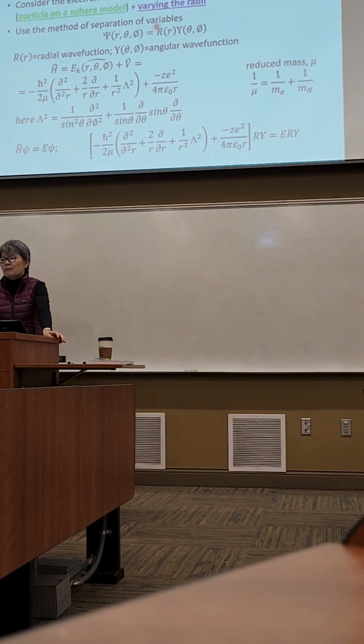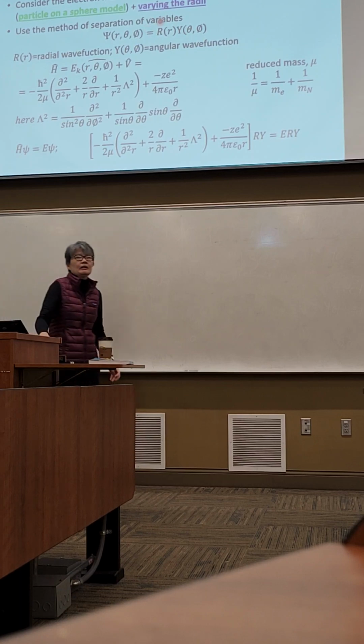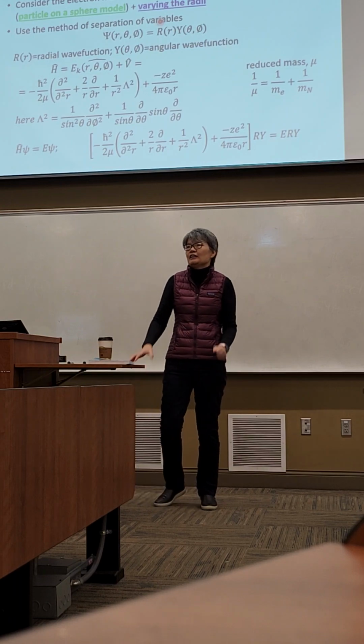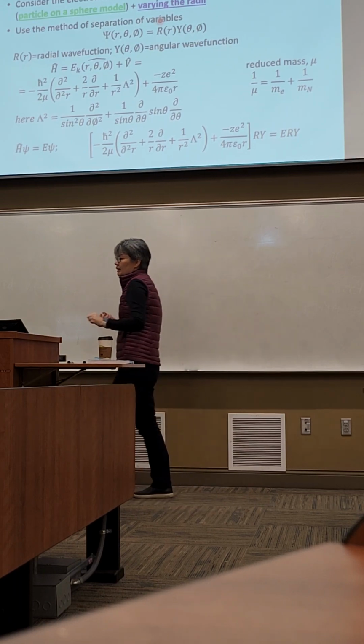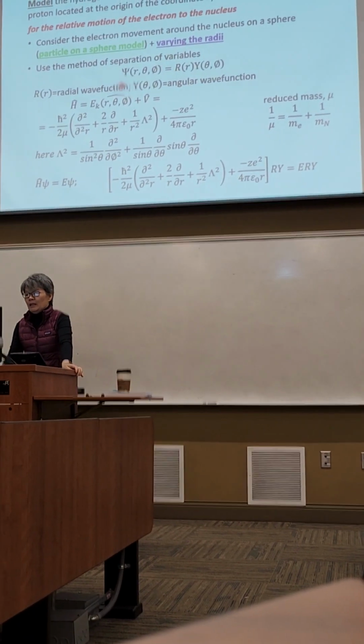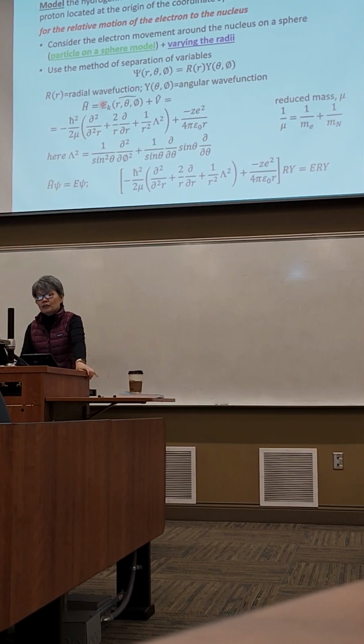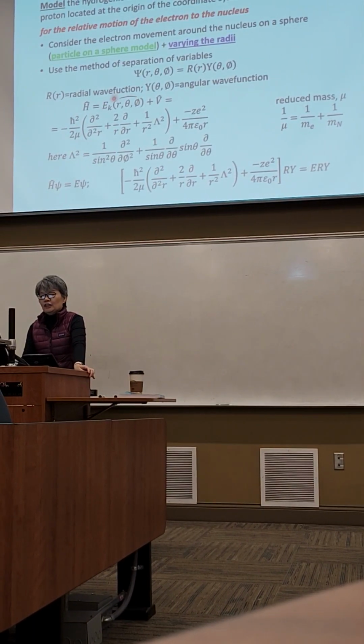All right. So the other component depends on the radius, and we call this the radial function. That's our idea to solving for it. And then we will come up with the Hamiltonian operator: the kinetic energy component plus the potential energy component.